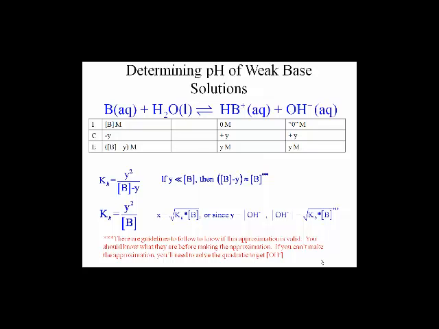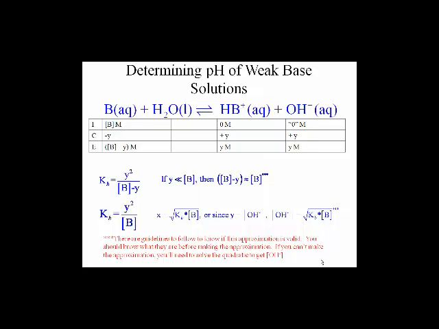Now, one of the common things again that people forget is that this Y value represents the concentration of hydroxide ion, not the concentration of hydronium ion. So you need to remember that. And that means that when you solve for Y, you need to take the pOH and then subtract that number from 14.